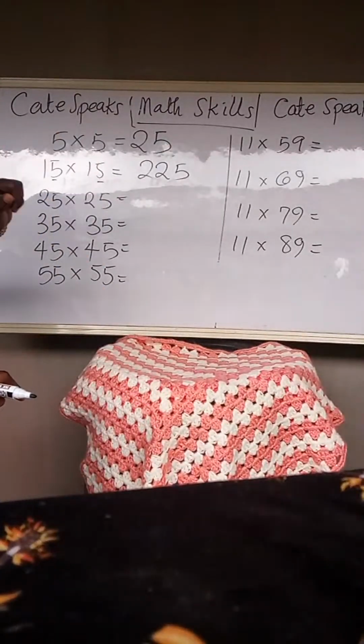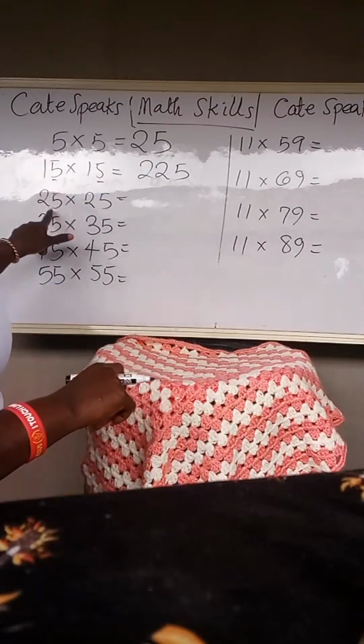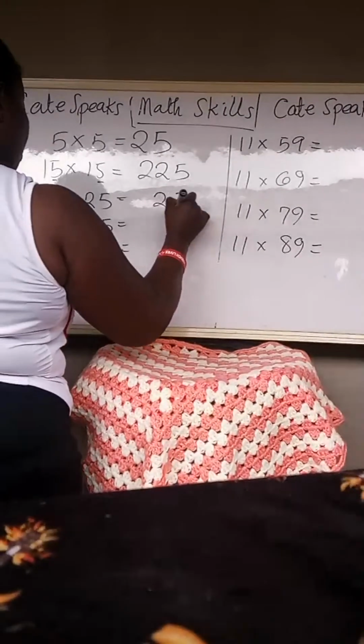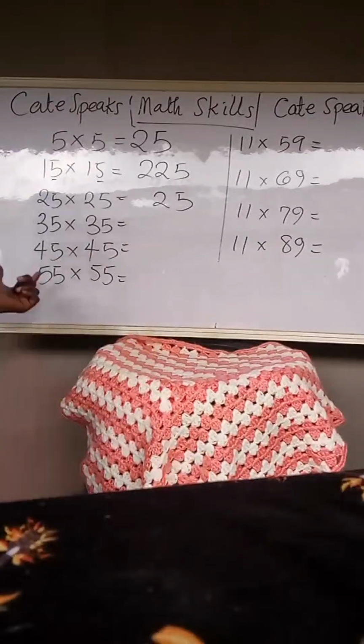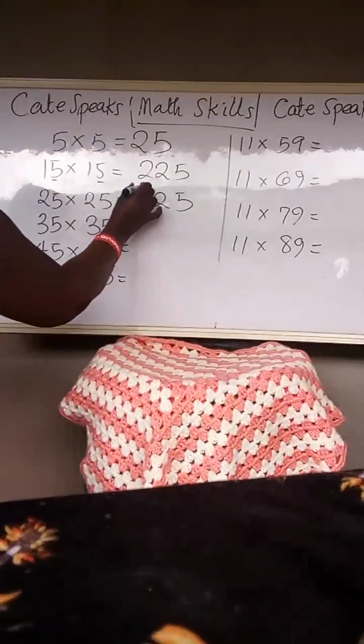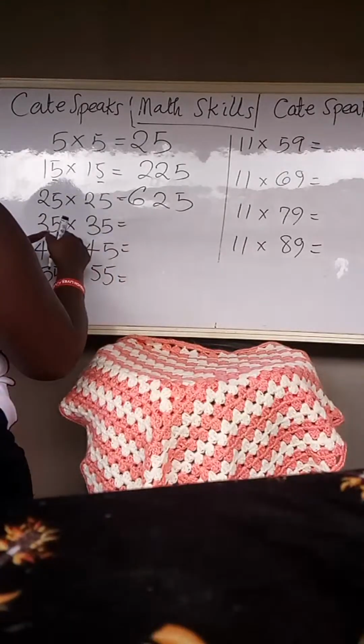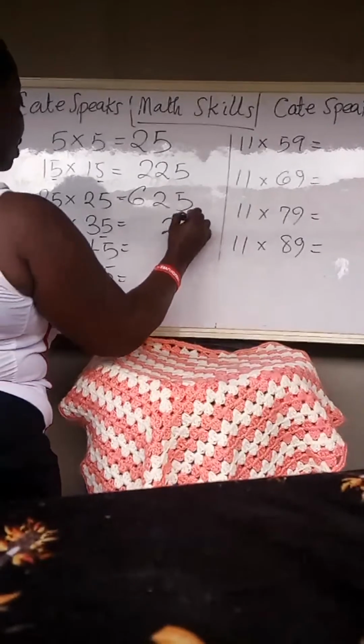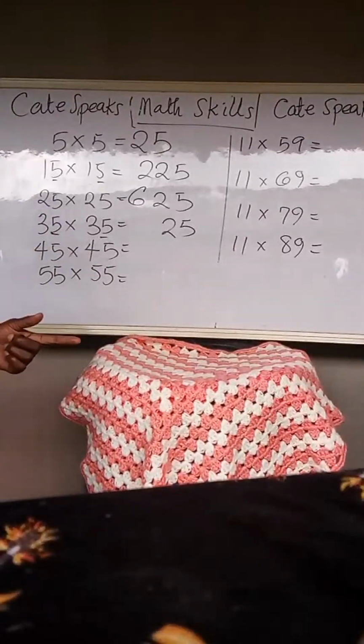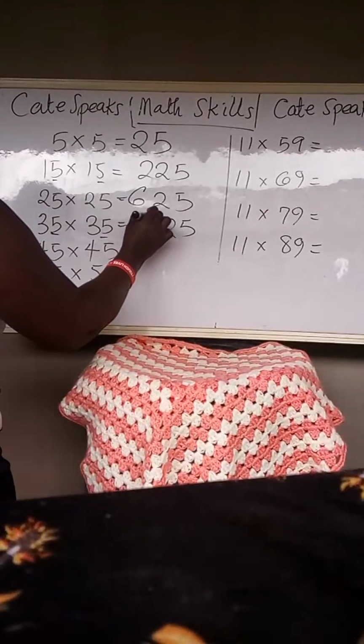You see the same trick works for all of them. So 5 times 5 will always give us 25. So we have 2 times 2 is 4, plus the 2 again, making 6. This is 625. So 35 times 35. 5 times 5 again is 25. 3 times 3 is 9, plus the 3 again will give us 12.